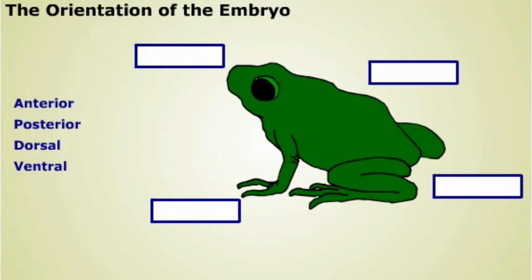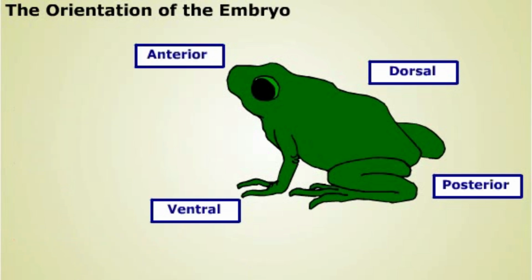See if you can identify the anterior, posterior, ventral, and dorsal regions of this adult frog. Drag the labels into place and click Submit to see if you're correct. Sorry, that's not quite right. That's right. Remember that the anterior is going to be the head of the embryo. The posterior is the tail, and dorsal and ventral refer to the back and belly of the embryo, respectively.